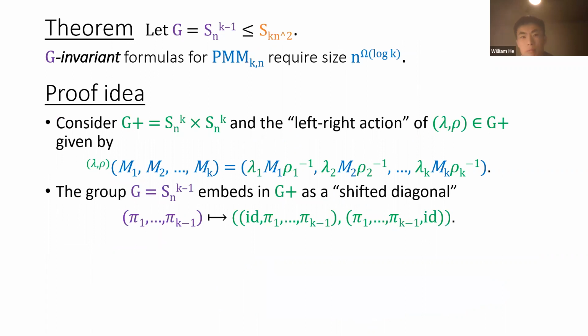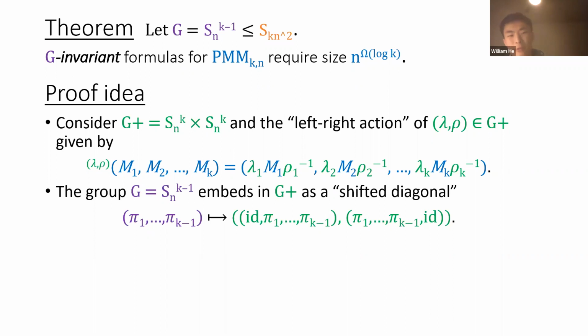Now I'll give a brief and rough overview of the idea behind the proof of our theorem. So I'll restate the theorem as follows. Let G be S_n^(k-1) and view this as a subgroup of S_{kn^2}. Remember that S_{kn^2} permutes the entries of all k n by n matrices. And then the theorem reads: G-invariant formulas for PMM require size n^Ω(log k).